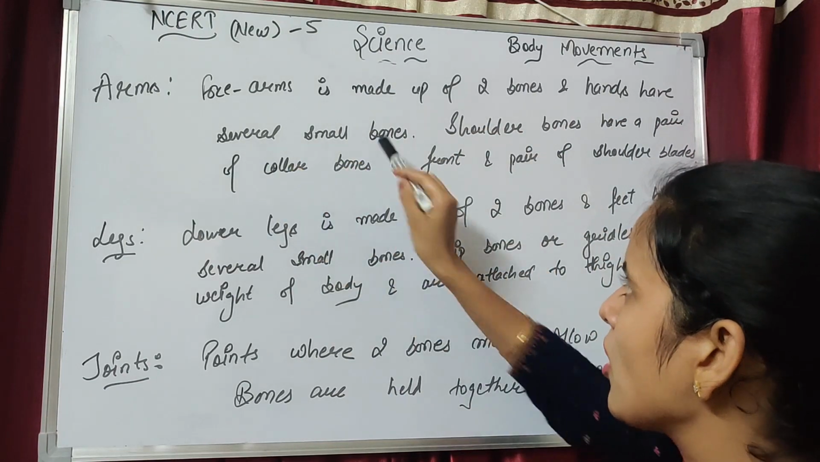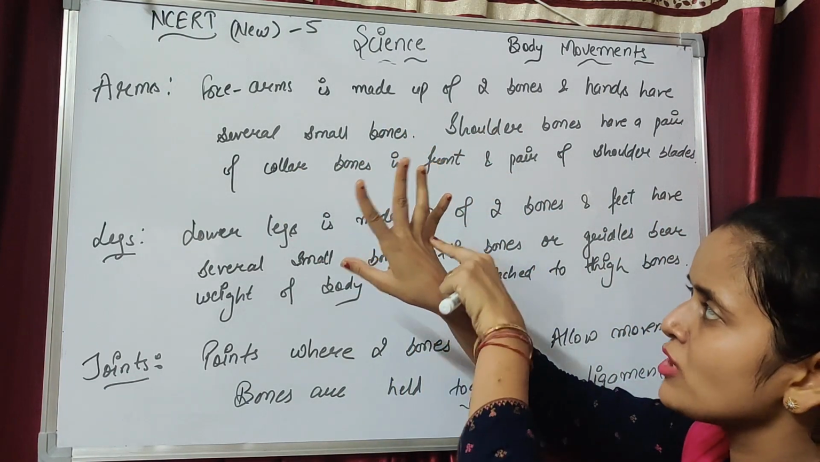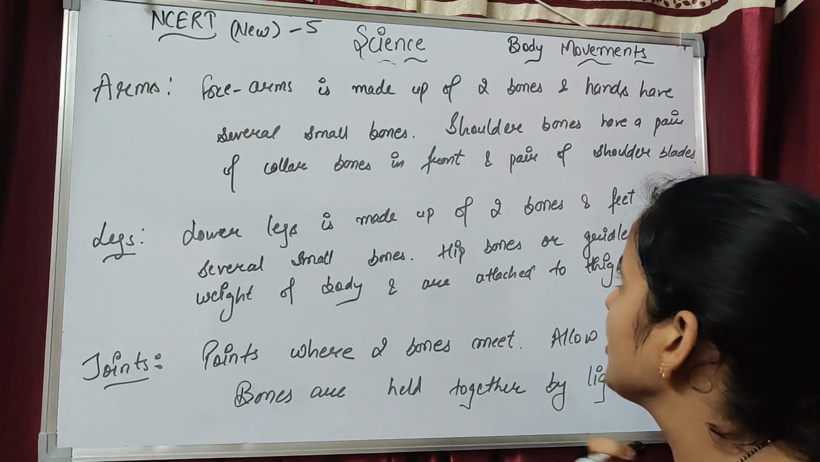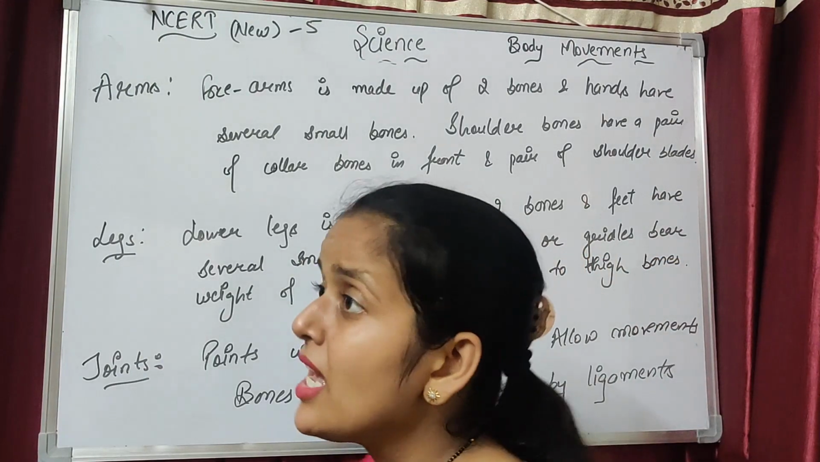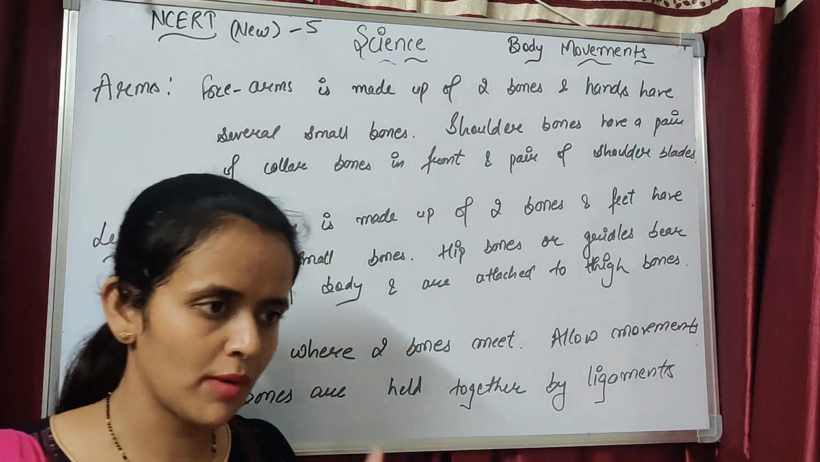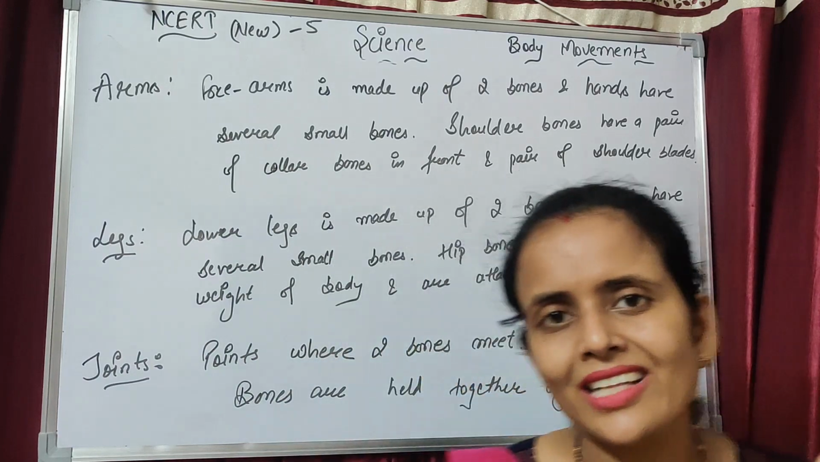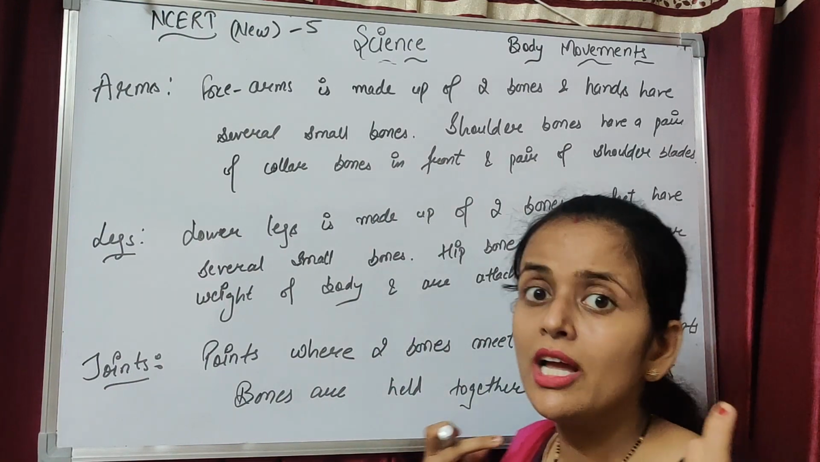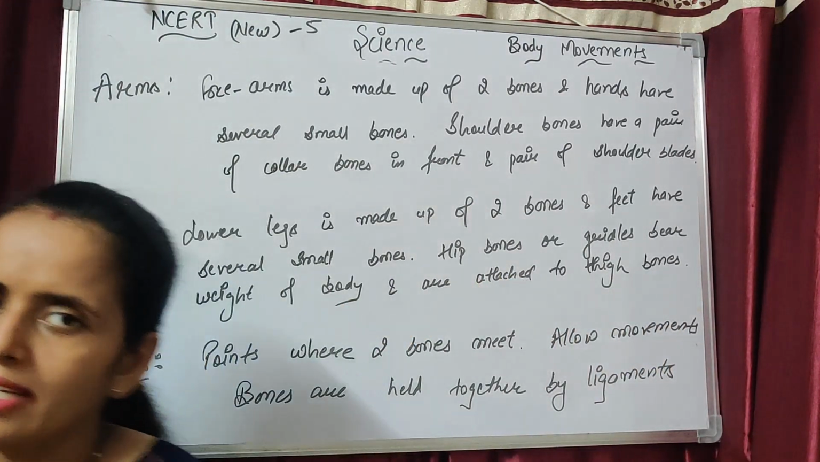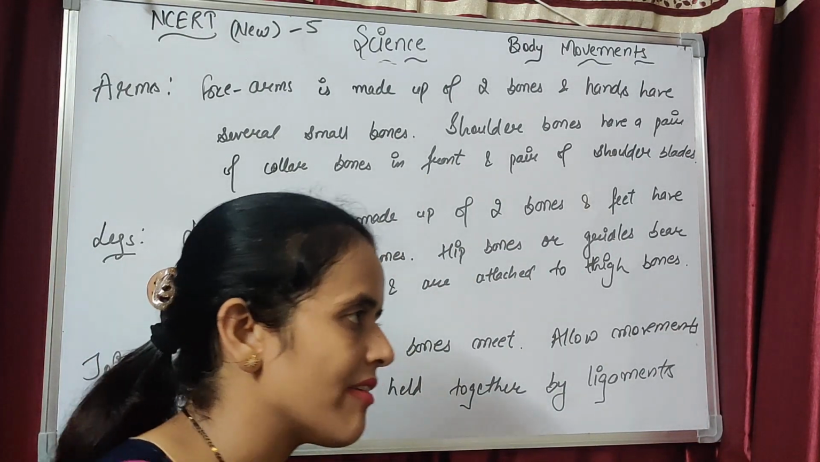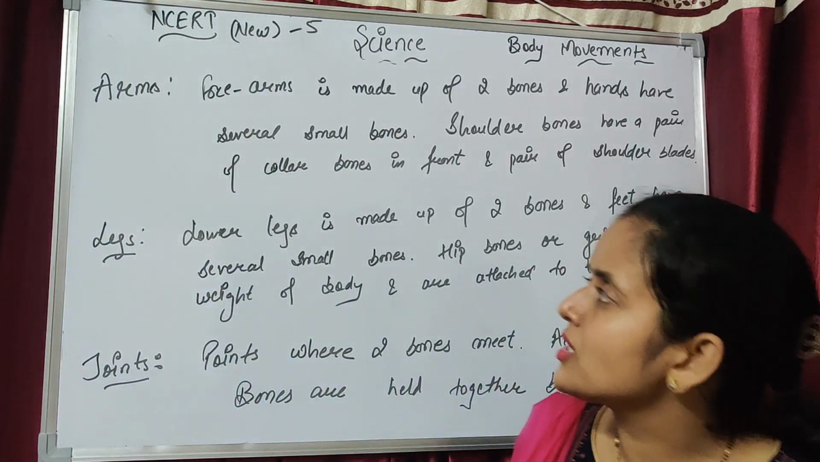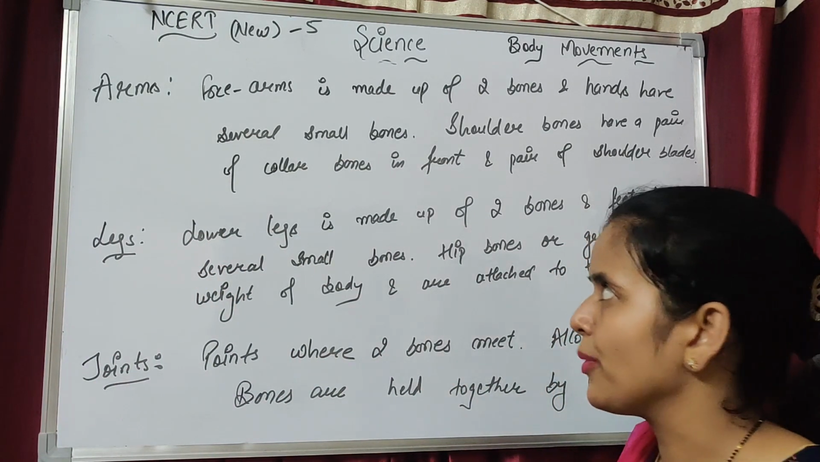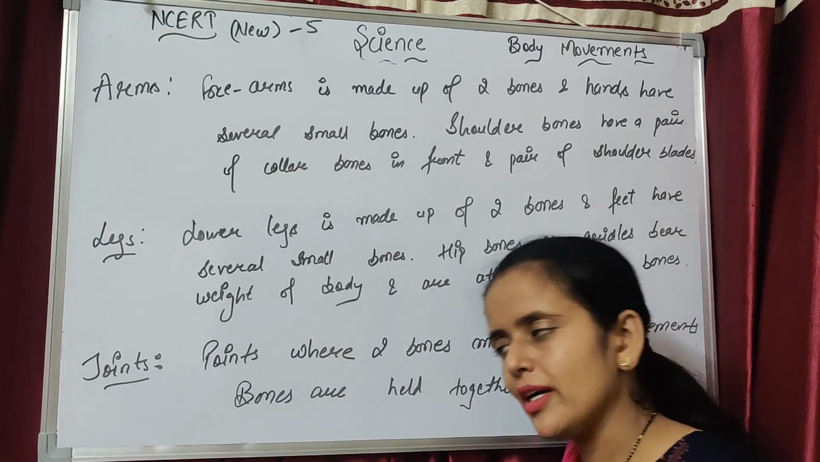Hands have several small bones. Yes, this is our hand. Several small bones. The shoulder has a pair of collarbones in front and a pair of shoulder blades. Below the neck there are two collarbones, and there are two shoulder blades also, left and right. So in our arm, the forearm is made up of two bones, the hand has several small bones, and the shoulder has a pair of collarbones in front and a pair of shoulder blades in back.